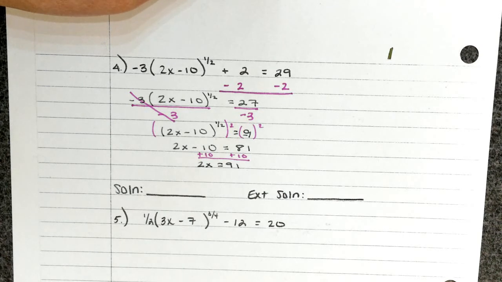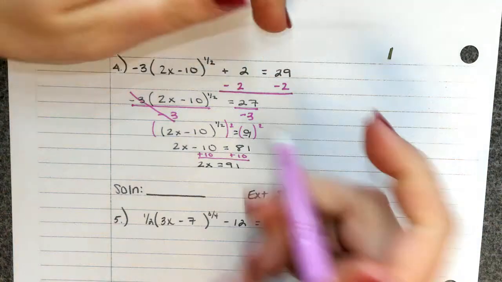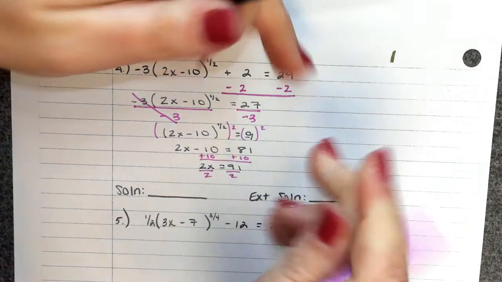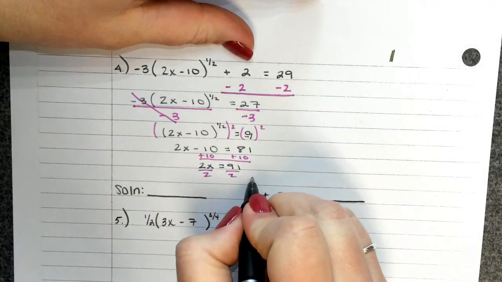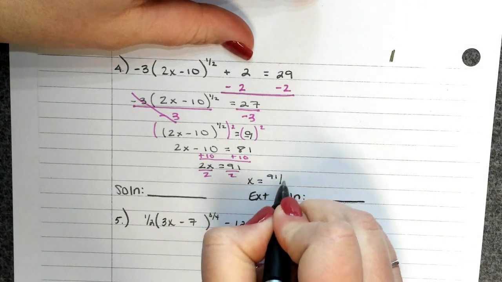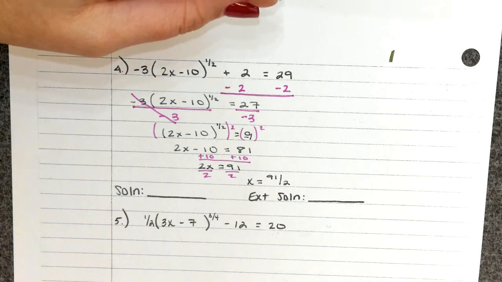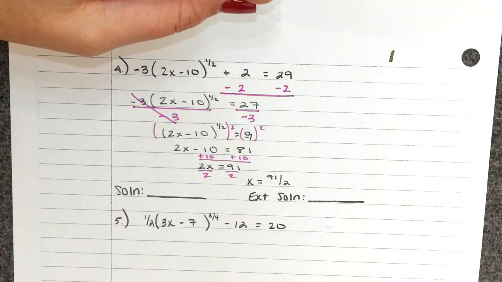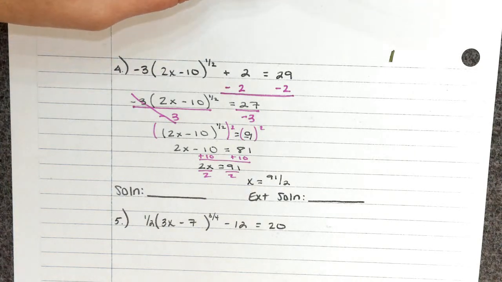On number 13, what comes next? Divide each side by 2. And I get? 91 over 2. Yes, leave x equals 91 over 2. Don't go to your calculator because it's going to tell you a decimal, and we know we don't deal with decimals in this class.